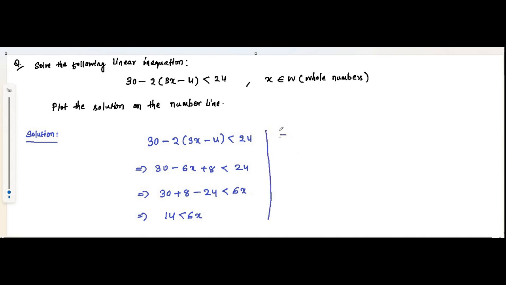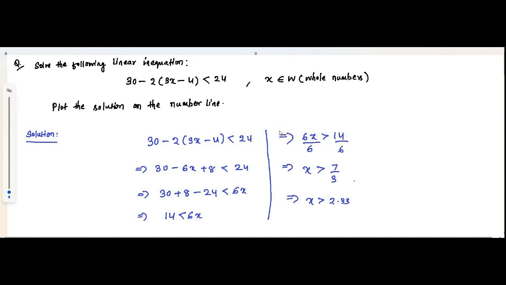That implies 6x is greater than 14. That implies if we divide both sides by 6, the sign of inequality stays the same. X greater than 14 by 6, which is equal to 7 by 3, or x is greater than 2.33, and so on, it will go on. So this is the solution.